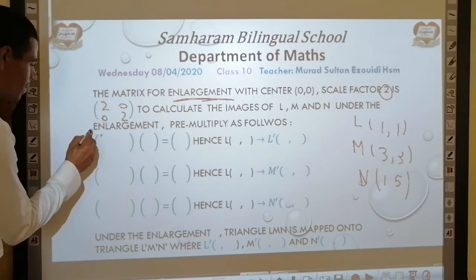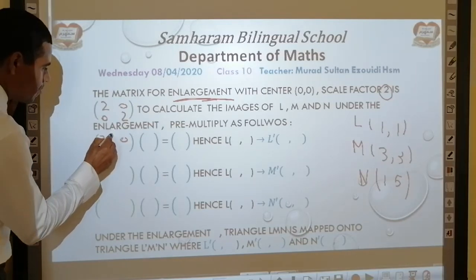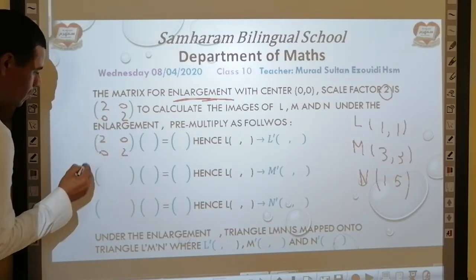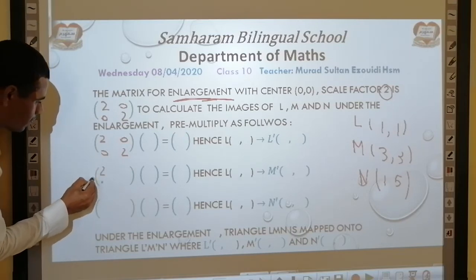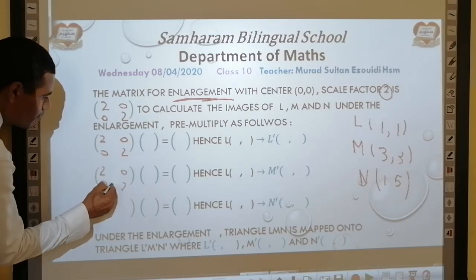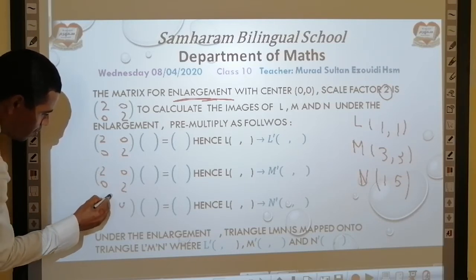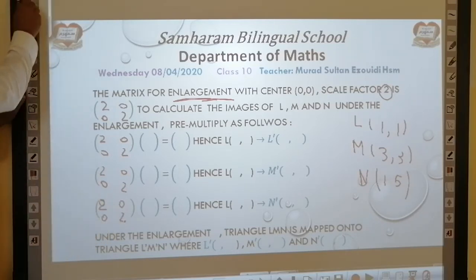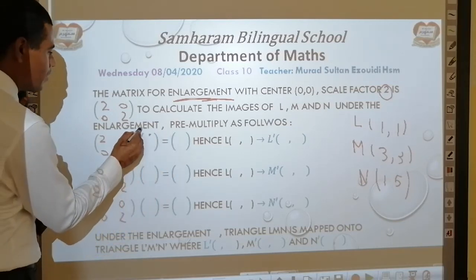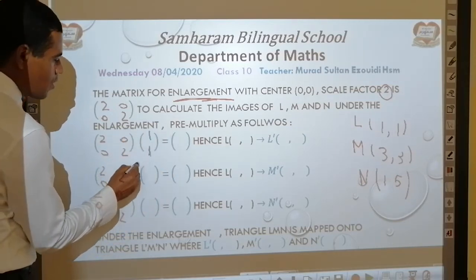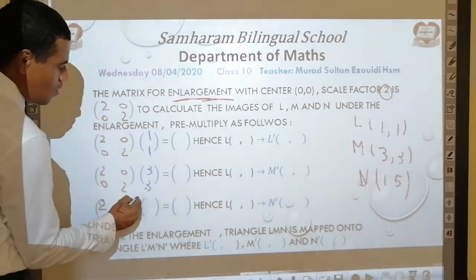So I'll just write the matrix as it is: 2, 0, 0, 2. Multiply by what, my kids? The first one, 1, 1. The second one, 3, 3. The third one, 1, 5.